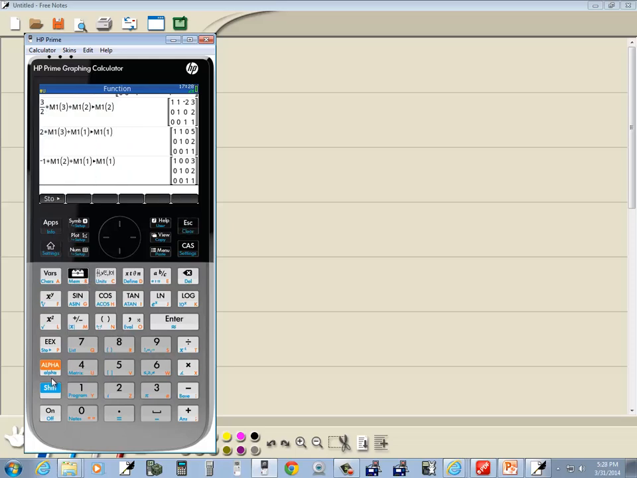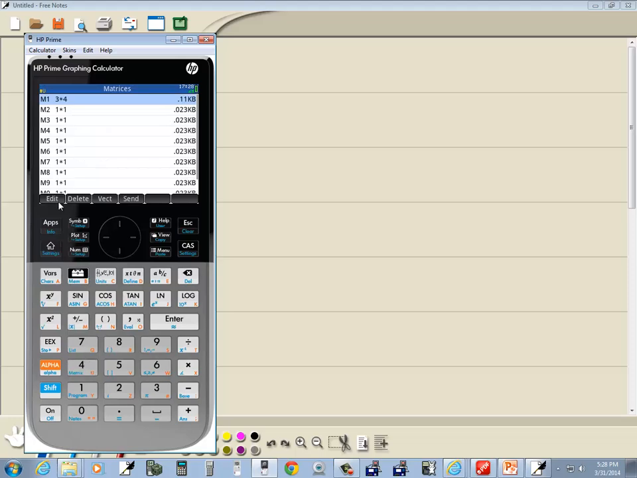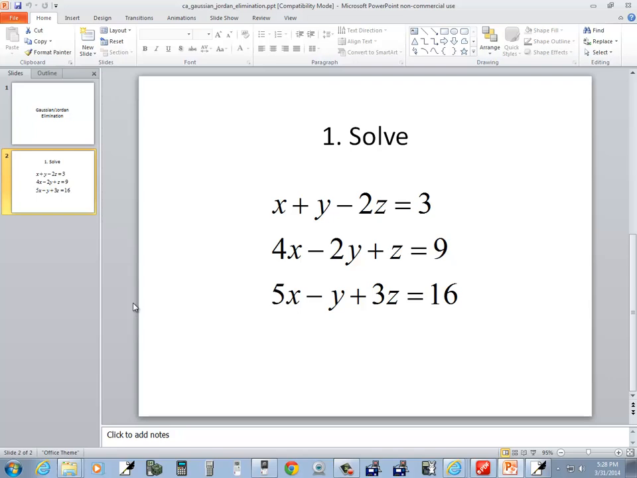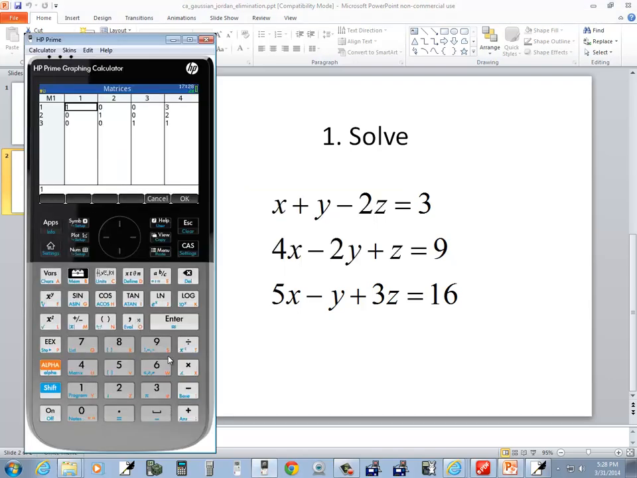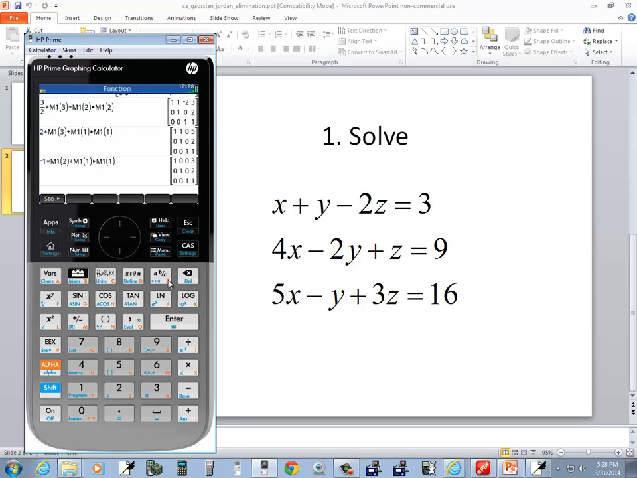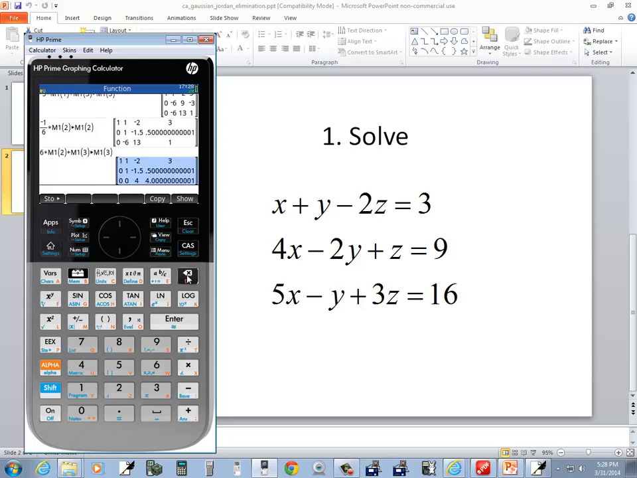Let me put my matrix back in there. So I'm going to do Shift 4 to go to my matrix. I'll do Edit to go into this one. And I've destroyed this, but let's see. 1, 1, -2. So 1, enter, 1, enter, -2, enter, 3, enter, 4, enter, -2, enter, 1, enter, 9, enter, 5, enter, -1, enter, 3, and 16. Double check all my numbers. -2, 1, 3, 1, -2, -1, 1, 4, 5. Okay. And then I'll do a home to exit out. Let me do an up arrow and backspace, clean all that out.